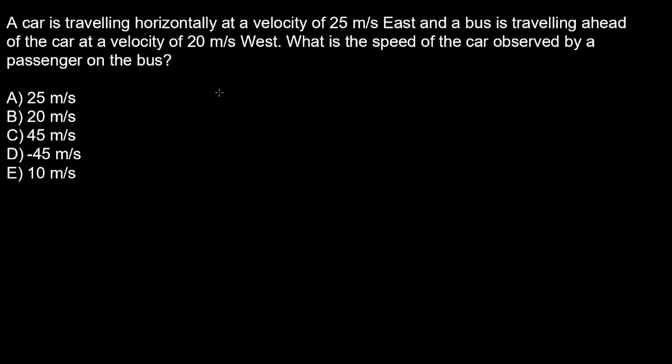A car is travelling horizontally at a velocity of 25 meters per second, and a bus is travelling ahead of the car at a velocity of 20 meters per second west. What is the speed of the car observed by a passenger on the bus?